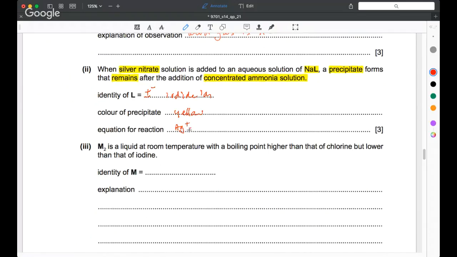You have to write the ionic equation. So you just miss out the spectator ions. So you've got the silver ion in solution, and you've got the iodide ion in solution, and when those mix together, then you get this precipitate of silver iodide as the precipitate is forming, and it's not soluble even in concentrated ammonia solution.